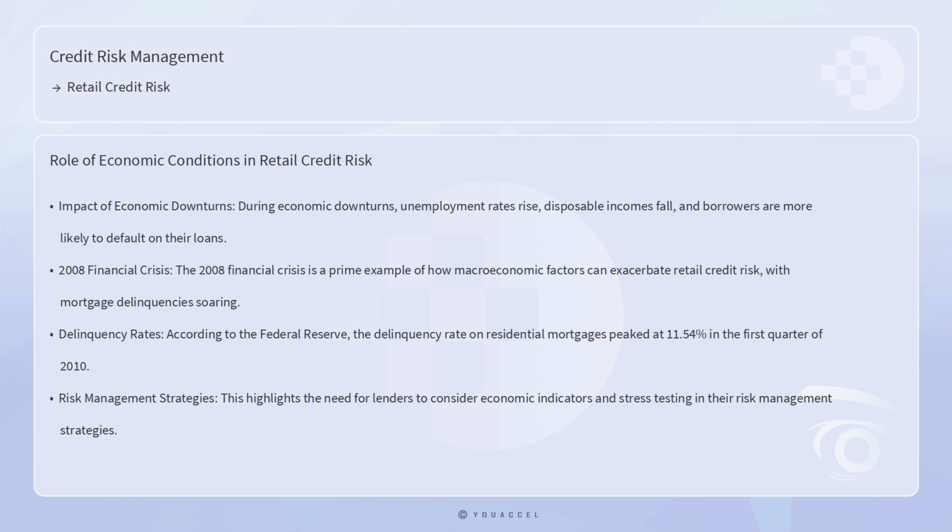According to the Federal Reserve, the delinquency rate on residential mortgages peaked at 11.54% in the first quarter of 2010. This highlights the need for lenders to consider economic indicators and stress testing in their risk management strategies.